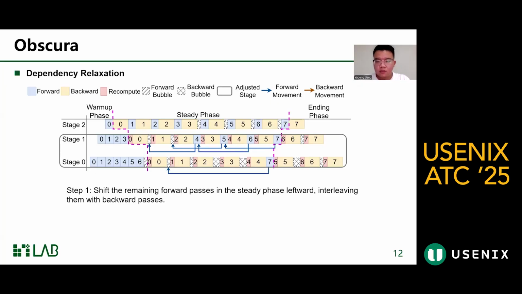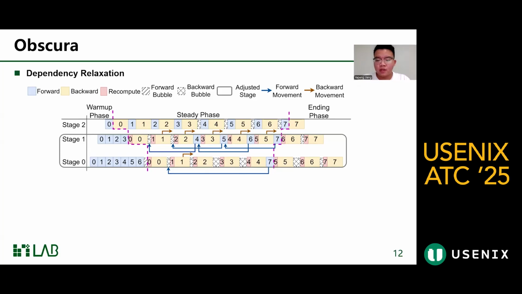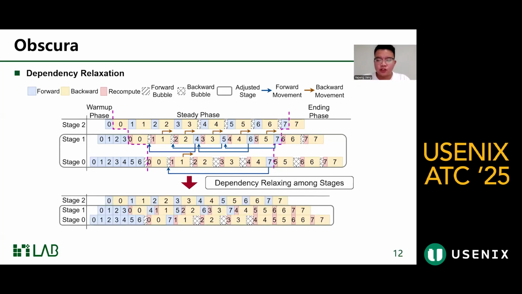First, we shift the remaining forward passes in the steady phase leftward, interleaving them with backward passes. Second, we shift the backward passes rightward to fill the bubbles left by the forward aggregation. The bottom figure shows the resulting pipeline, where backward bubbles are further utilized, improving overall training efficiency.